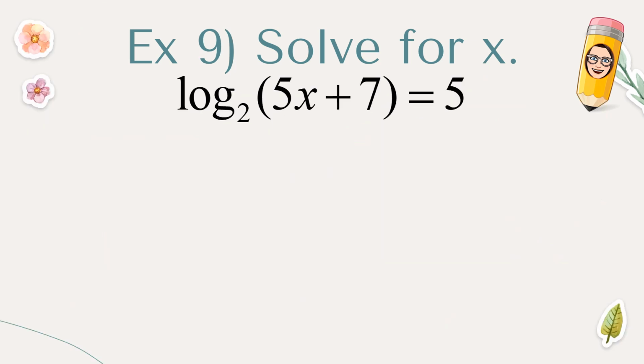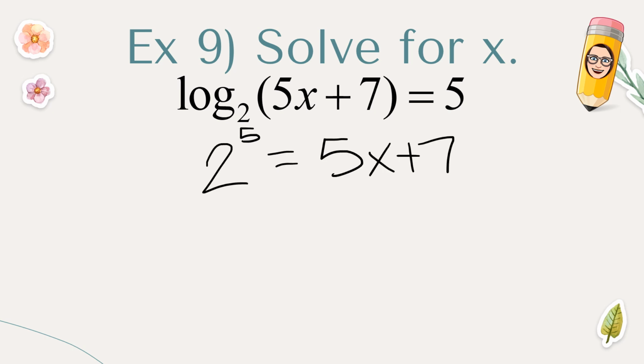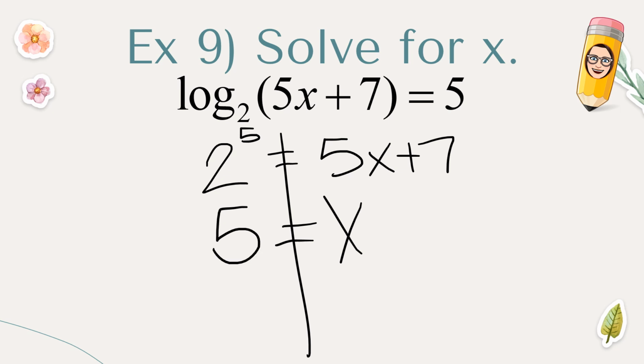All right, I have a single log, so I'm going to convert to base, answer exponent. Right, if you memorized that conversion, this stuff goes so fast. So 2 to the 5th, and we're going to minus 7, and we're going to divide by 5. I mean, some of you are so confident that you'll probably just solve and get your answer.